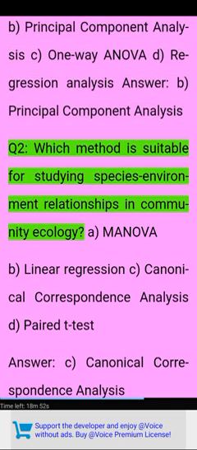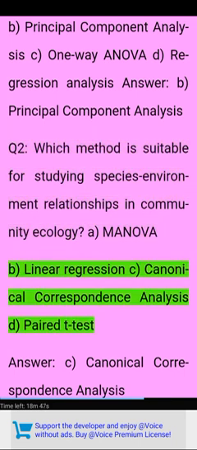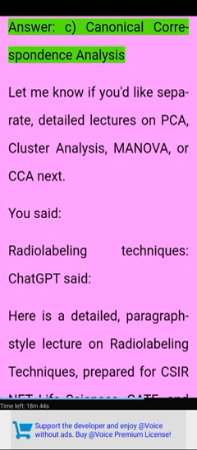Q2. Which method is suitable for studying species-environment relationships in community ecology? A. MANOVA. B. Linear regression. C. Canonical correspondence analysis. D. Paired t-test. Answer: C. Canonical correspondence analysis.